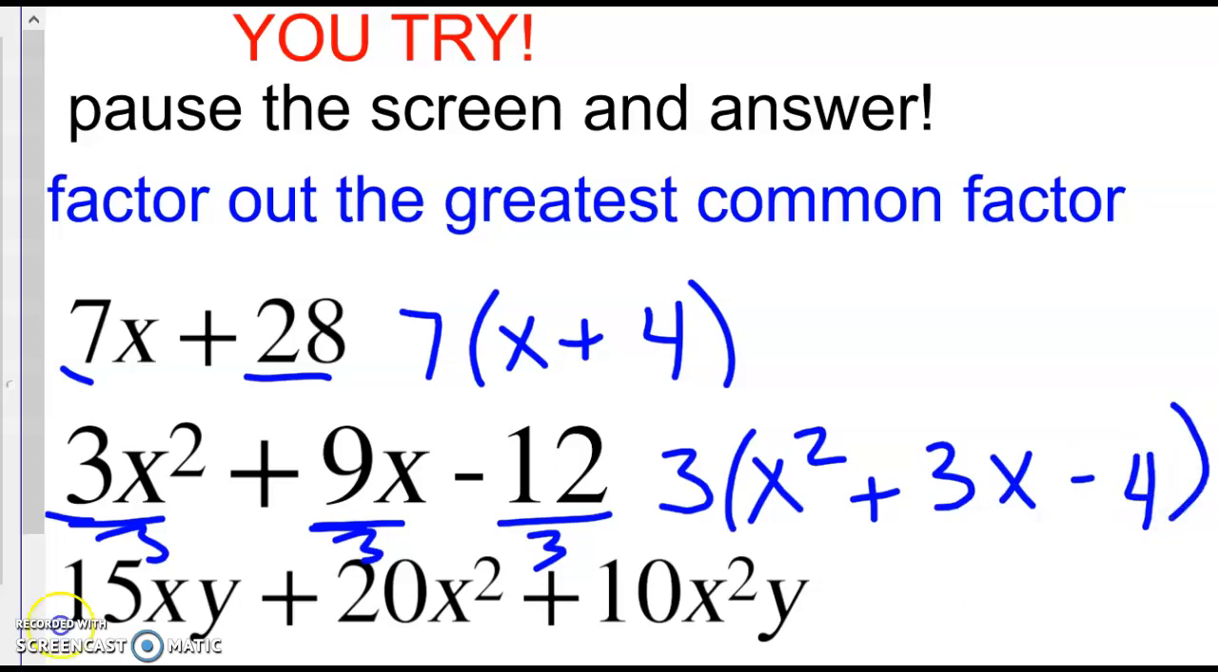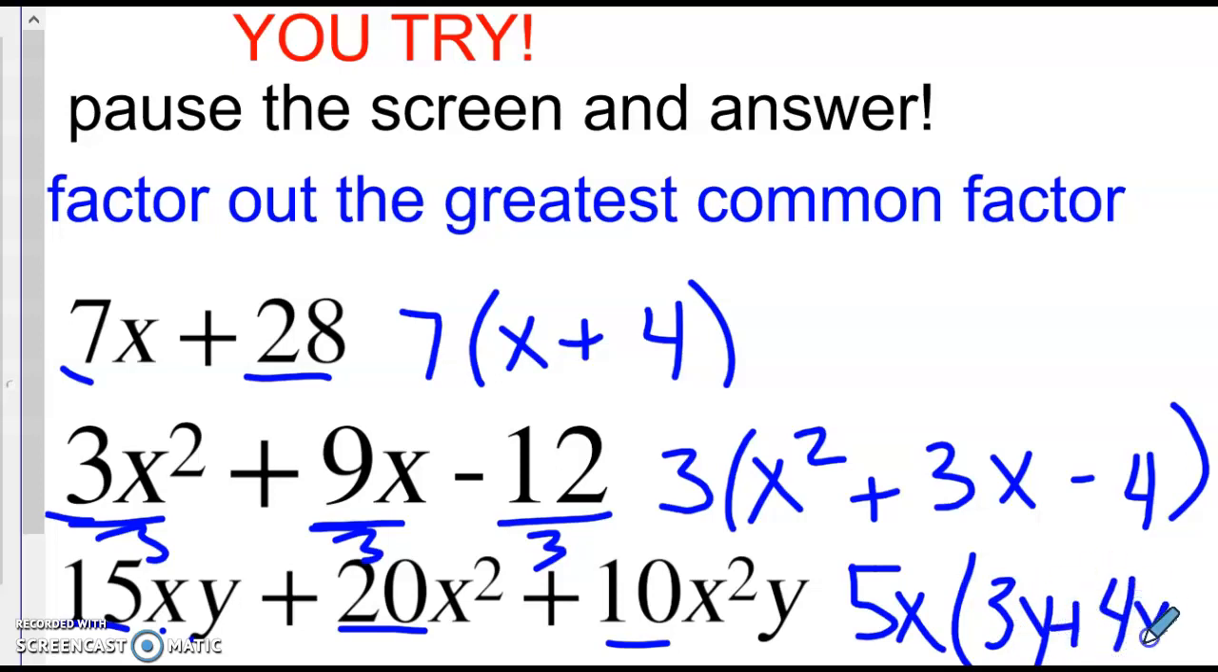All right, and the last one, 15, 20, and 10. The greatest common factor here is 5. Now, I have to look at the variables. I notice this middle term here, 20x squared, has no y, so I can't factor out a y. However, all three of them have at least one x, so I could pull out an x. That's also a common factor. I divide it out. I get 15xy divided by 5x is going to be 3y plus 4x plus 2x.